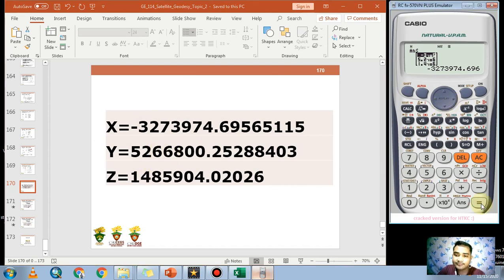For y, we have 5266800.253. So again, 3 decimal places lang iyang kaya. Kaya kaning gisolve man ako ni siya class kay through Excel. So mo nang daghan kay siya points na. Pero kani kay calculator, tulo lang ka decimal places ang iyahang makaya o display. The next is ang z.